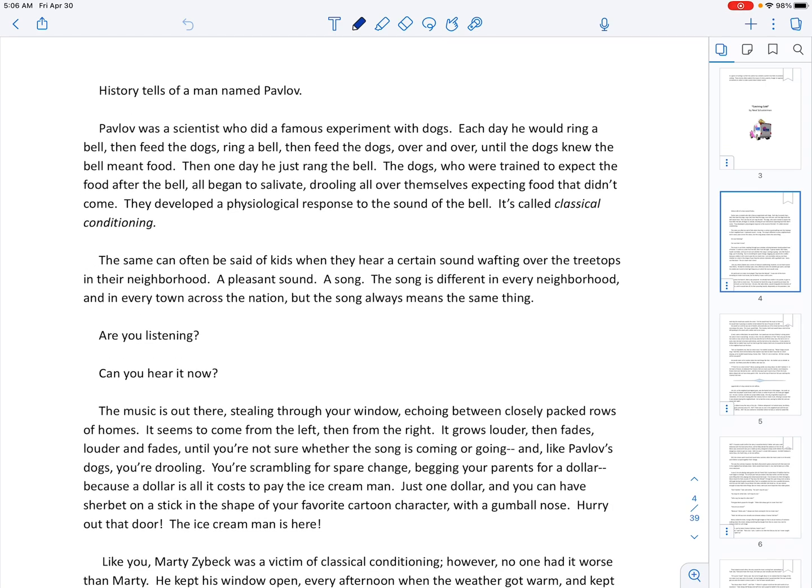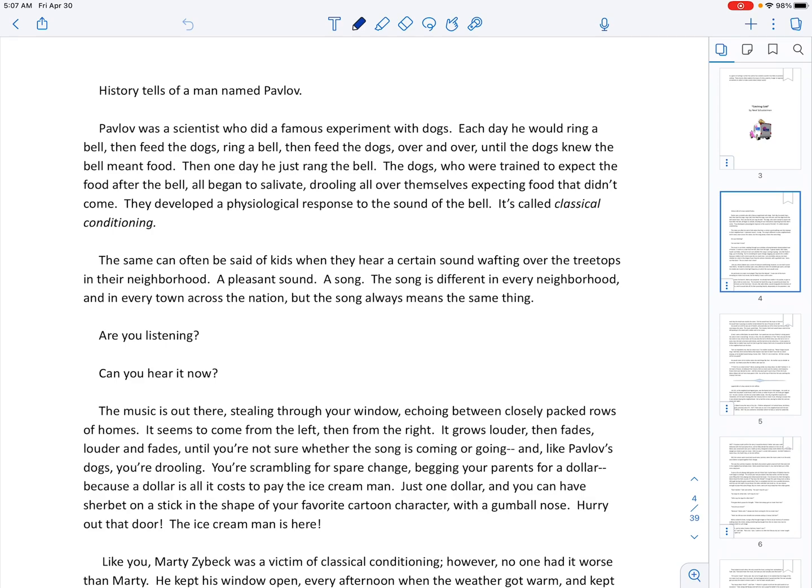History tells of a man named Pavlov. Pavlov was a scientist who did a famous experiment with dogs. Each day, he would ring a bell, then feed the dogs, ring a bell, then feed the dogs, over and over, until the dogs knew that the bell meant food. Then one day he just rang the bell. The dogs, who were trained to expect the food after the bell, all began to salivate, drooling all over themselves, expecting food that didn't come. They developed a physiological response to the sound of the bell.